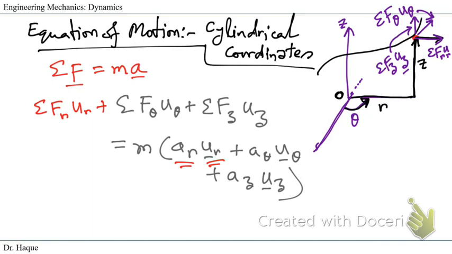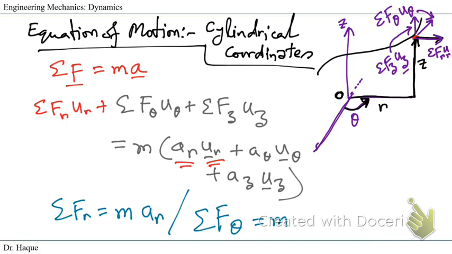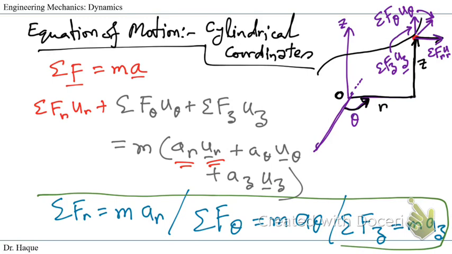So if you combine both sides, equating the same direction components, we will have summation of Fr equals mass times acceleration ar, summation of F theta equals mass times acceleration a theta, and summation of Fz equals mass times acceleration az. So these are the equations we're going to use for cylindrical coordinates.